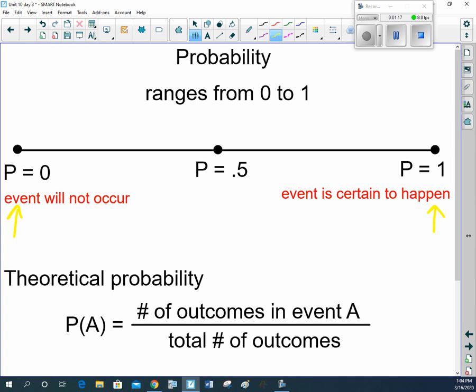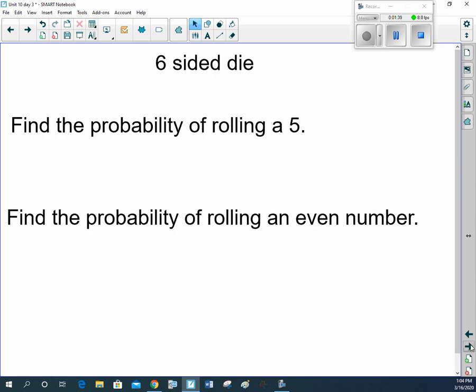Okay, theoretical probability is the number of outcomes in event A over your total number of outcomes. So that's your theoretical probability. Theoretical and practical don't always turn out to be the same. But in theory, it's the number of outcomes in event A over the total number of outcomes. So you're over your total. So really easy, you guys have done this before.